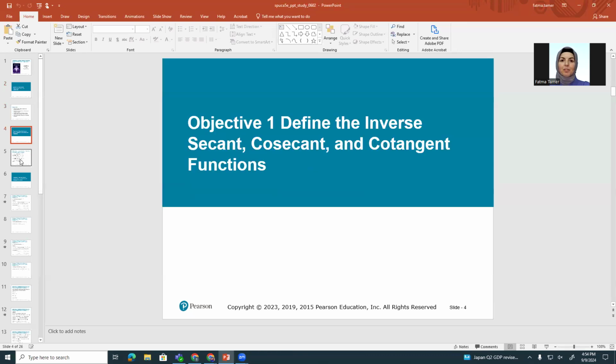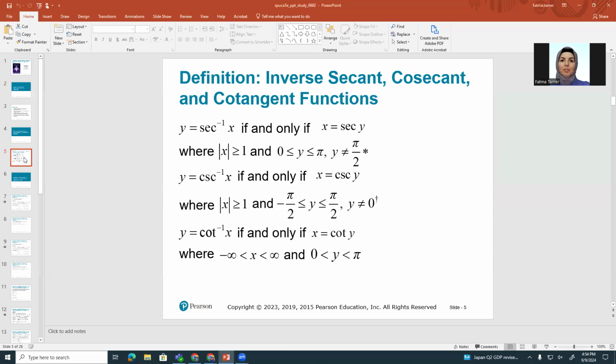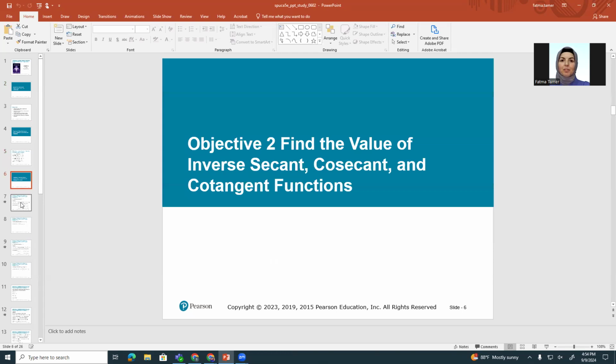So if you look at the definition of the inverse secant, cosecant, and cotangent functions, secant is the reciprocal of the cosine function. So when you have y equals inverse secant of x, this is how you would express the function. And really, the domain and range for these 3 different functions don't matter as much as the other 3. So I'm just going to go ahead and show you the next objective about finding the numerical values for these inverse trig functions.